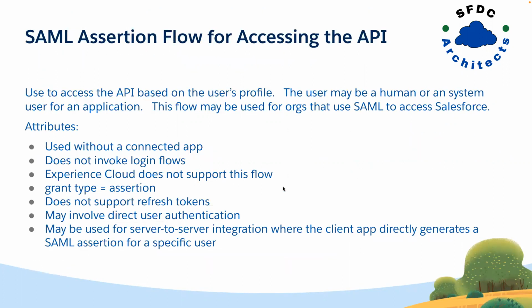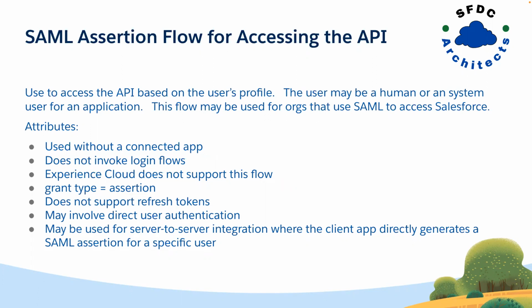So the next one is technically not OAuth. So the SAML assertion, right? Just by the name, you can see it's SAML, and you're using this to access the APIs. So this is going to be based on the user's credentials and their profile that you're using. So if that profile has access to objects or Apex classes or APIs, that's what you're getting access to here.